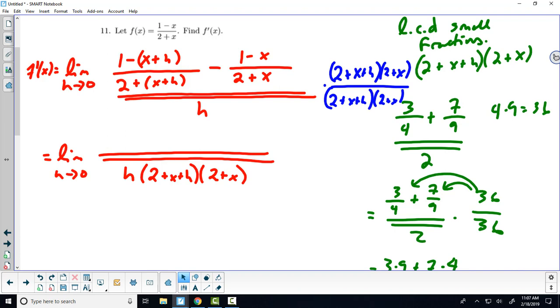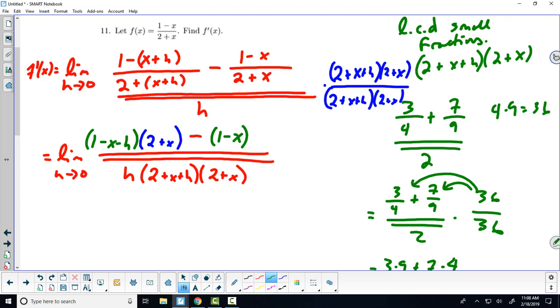So what am I left with? I'm left with 1 minus x minus h times this remaining factor of 2 plus x plus h. Oops, excuse me, 2 plus x. There's that minus sign. Here's this 1 minus x.